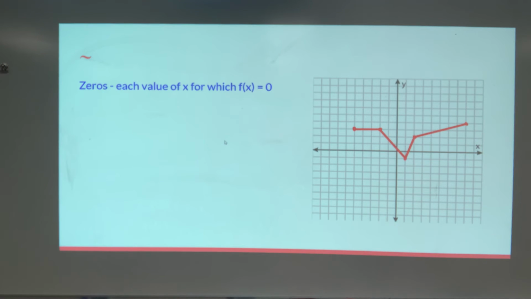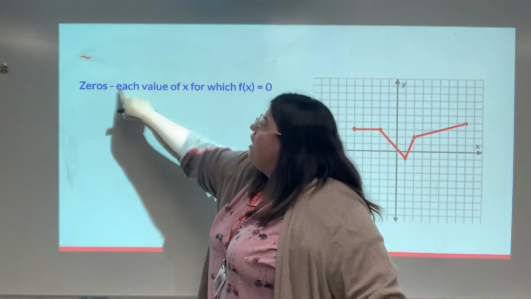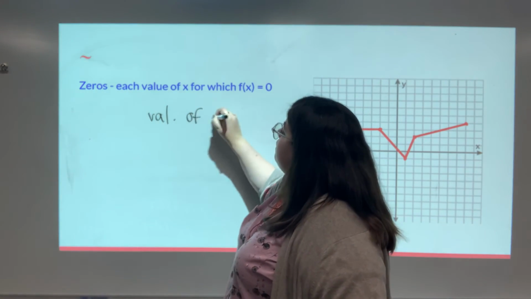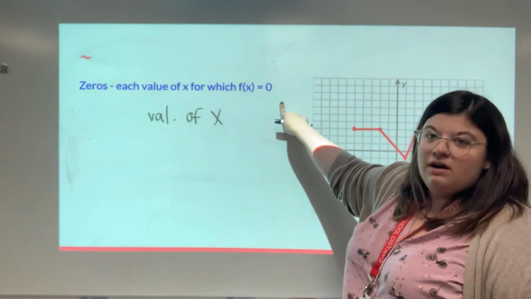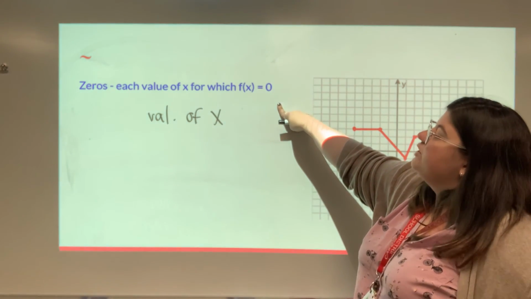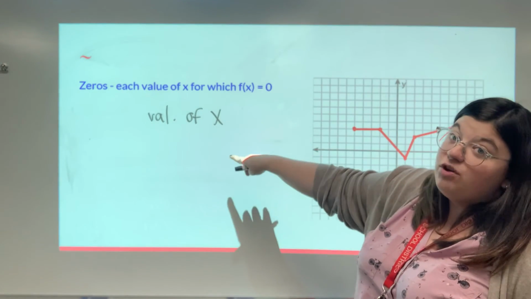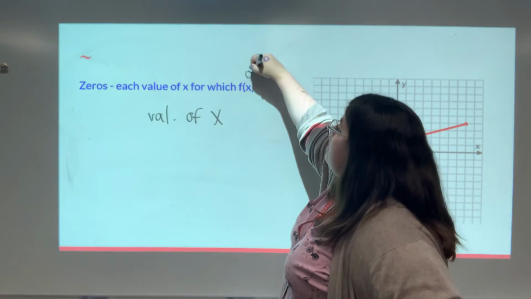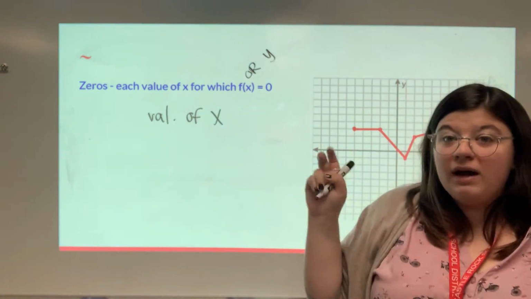We are definitely going to talk more about zeros, but just so you know, the zeros of a function are each value of x for which f of x equals 0. Breaking that down, zeros are values of x for which f of x equals 0. So it's a value of x such that y is equal to 0, right? F of x, or be thinking about your y coordinate.